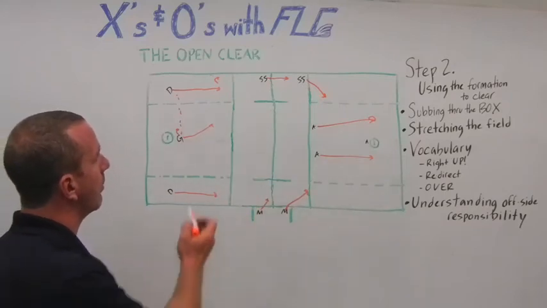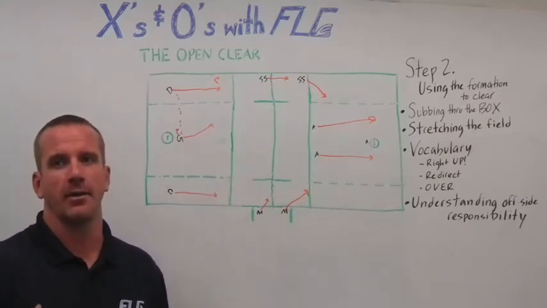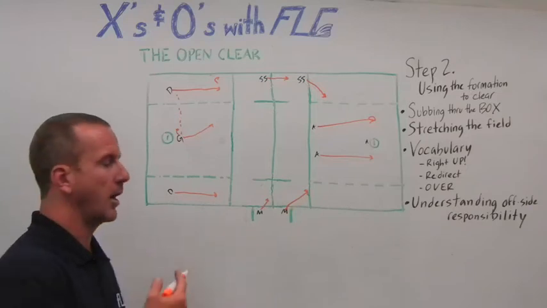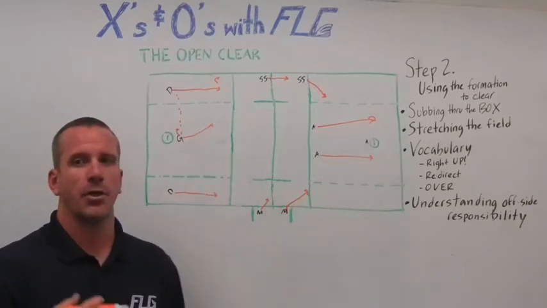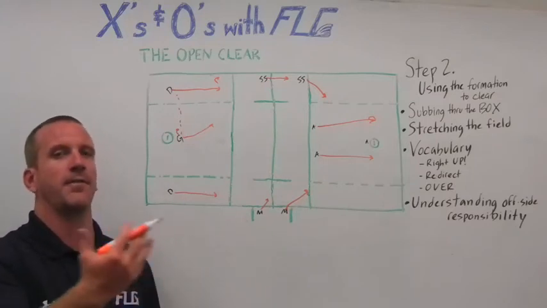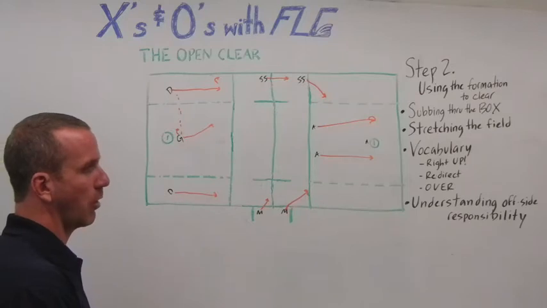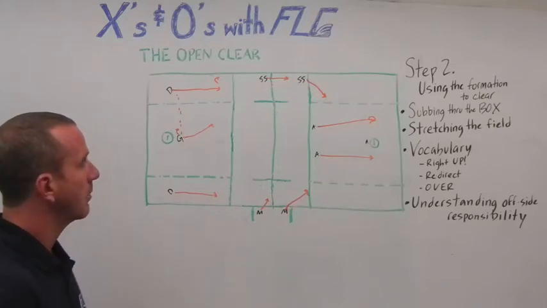On a redirect, we want the ball to go back to the goalie. Goalies, we don't want the ball to die in the middle of the field preferably, okay? So we're going to try and move the ball as quickly as we can. And of course, the third call, if the goalie is shut or if we feel like we need to get the ball across the field quickly, is our over call. That's going to be where the defenseman throws the cross-field pass, okay?